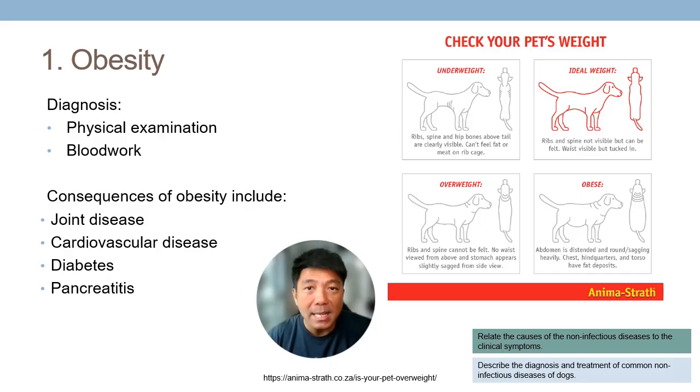Diagnosing obesity is straightforward. It involves a physical examination and sometimes blood work to rule out other metabolic conditions. The consequences, however, are quite significant. Obesity can lead to joint disease like arthritis, cardiovascular disease, diabetes, and even pancreatitis. Managing this condition early is crucial to prevent these serious complications.